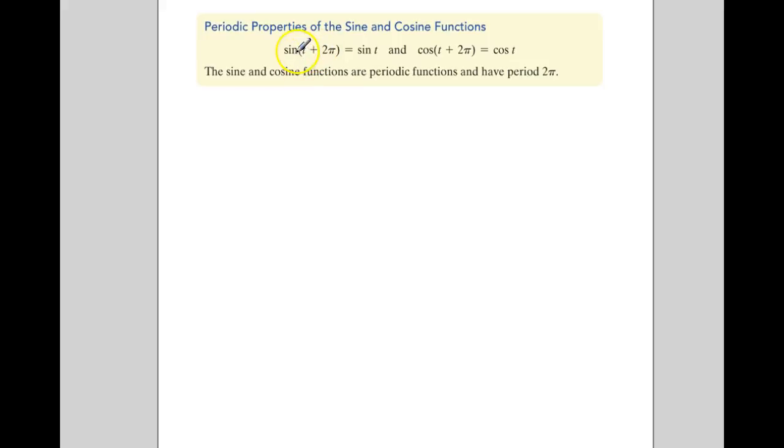Alright, the periodic properties. If you give me an angle and I add 2 pi to that angle, like we were talking about before, I'm going to be right back to where I started. Wherever I am on that unit circle, at some particular angle, the sine and the cosine are the values of where I am at that point. That's cosine, that's sine for some angle.